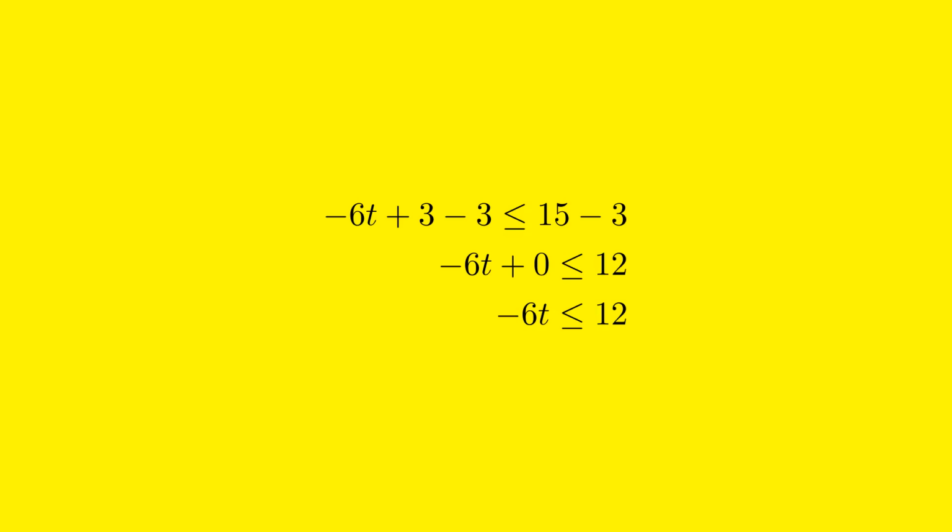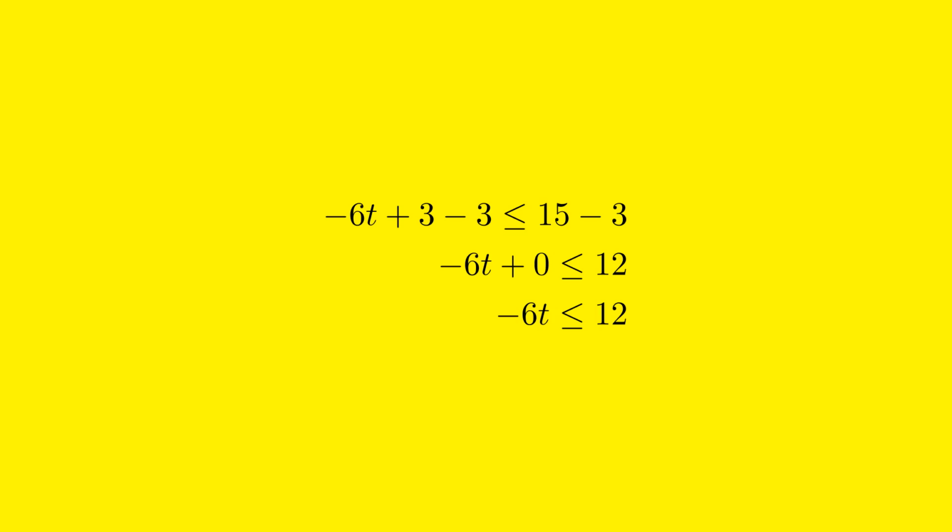To solve the inequality -6t + 3 ≤ 15, we start by isolating the variable term. Here's the first step in our process. We have the initial inequality -6t + 3 ≤ 15. Our goal is to isolate the term -6t on one side of the inequality. To do this, we'll begin by eliminating the +3 from the left side. This is achieved by performing the opposite operation, which is subtracting 3 from both sides of the inequality.